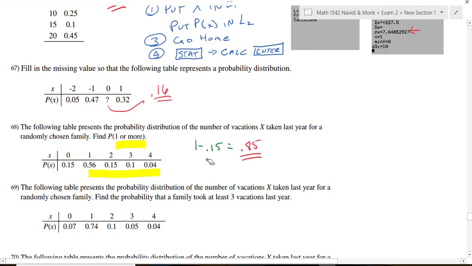I'm using the complement. If you get your calculator and you add these four numbers up, you're going to get the same thing. You're going to get 0.85. I just didn't want to do this in my head. It's easier for me to subtract 0.15 from 1.